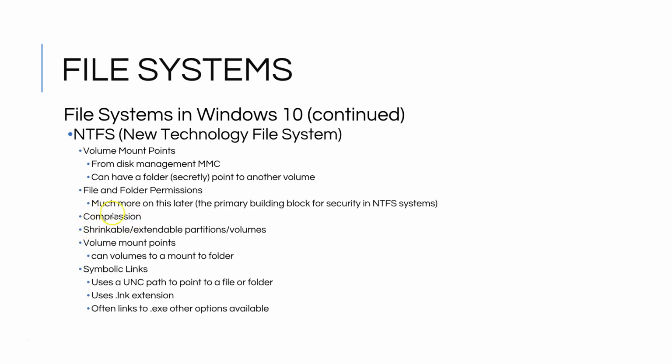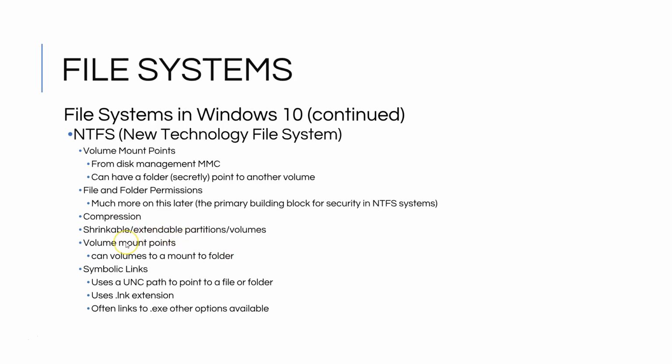Compression built into the file system. We have compression now, so you can compress files and zip them up into a .zip file. Before Windows XP, you had to do that via a third-party app. Shrinkable, extendable partitions. If you're caught up on your labs, then you've already done this. With an NTFS partition, you can shrink a volume. All right, and you can expand it too.